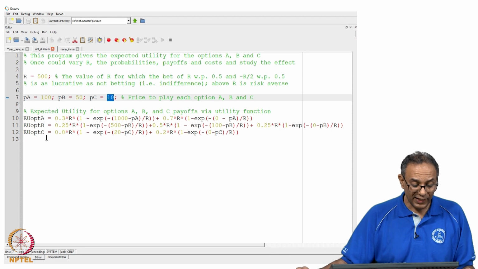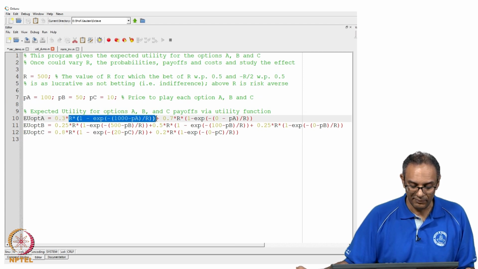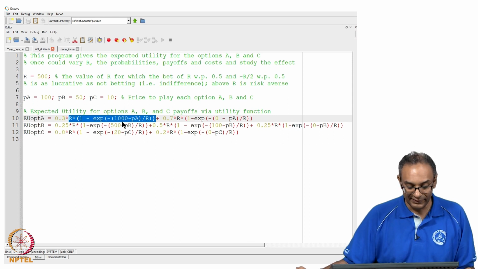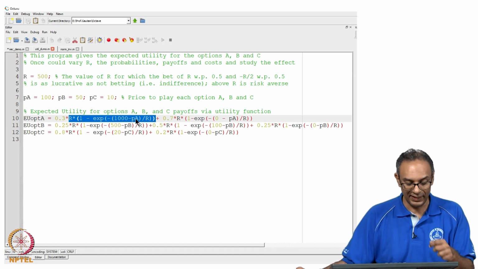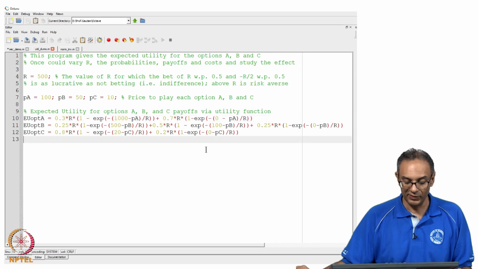Now, if you look at the expected utility, I'm essentially writing it in the following way. It is 0.3 times the utility function value, which I'm highlighting here, which is 1 minus e raised to the power negative x. So x is how much money you get. So it is 1000 rupees minus PA, which is 100 rupees, right? That's how much you pay to play the game. Or you would get 0 minus PA with probability 0.7, and I have converted into utility values.